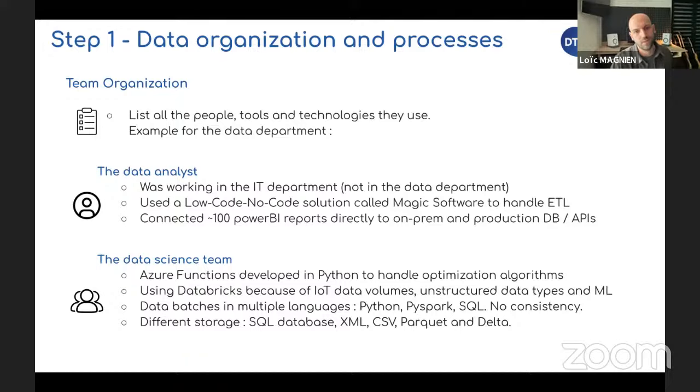And data batches were in multiple languages, so Python, PySpark, SQL, and there was not a lot of consistency in the processing. Sometimes you had a for loop with a Python script, and it was just not scalable, because the more clients you have, the longer your loop will take. So a bit of rework was required there. And we had different storage solutions: a SQL database, XML files, CSV, Parquet, and Delta. Luckily, we had a little bit of Delta. So yeah, map this and understand how people are working together and what the weak points in the organization are, and try to take note of everything.